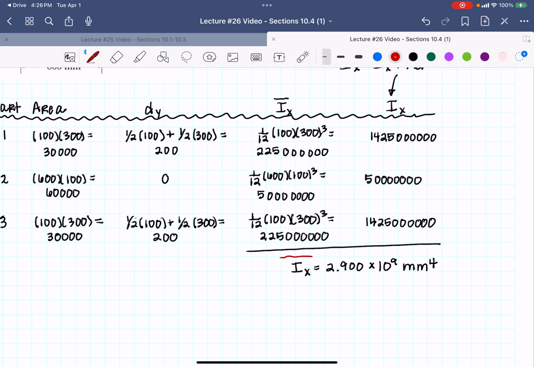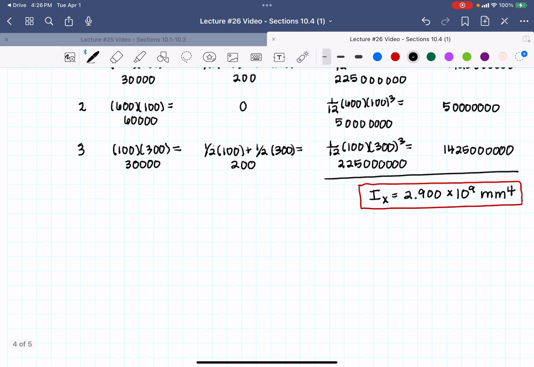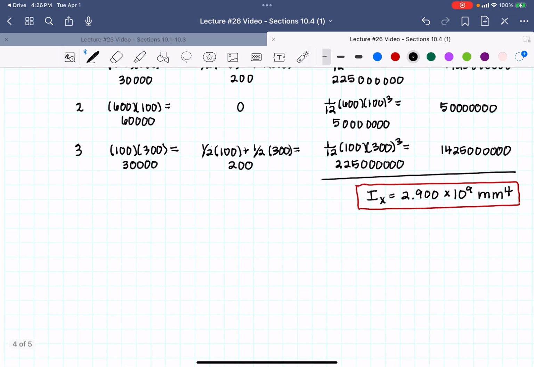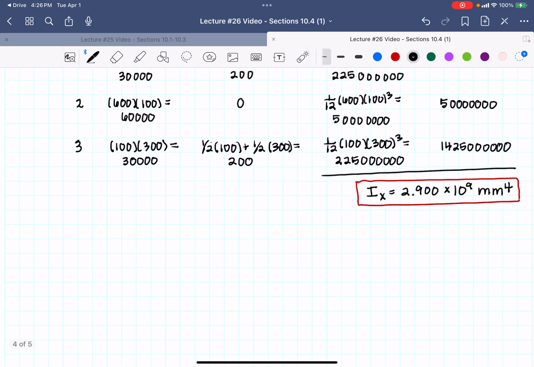All right, let's do the same thing, but for the y-axis. So now my d is going to be the distance from the x part of the centroid because it is the perpendicular distance. So I'm going to start my table with my part, then my area, then my distance, this time x direction. Then I'm going to have my I of y bar, and my total I of y.